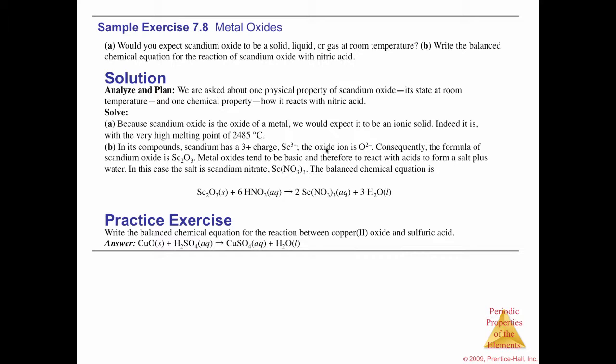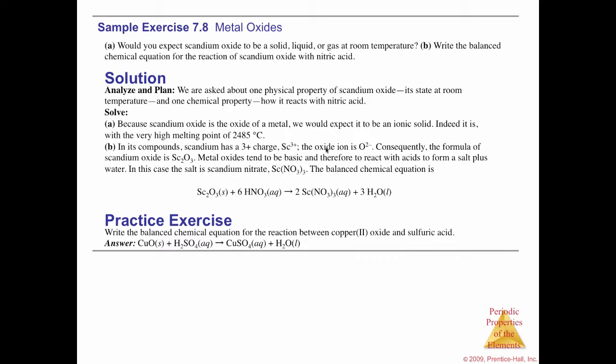Because scandium oxide is the oxide of a metal, we would expect it to be an ionic solid. Indeed, it is, with a very high melting point of 2,485 degrees Celsius. In its compounds, scandium has a +3 charge. The oxide ion is -2, consequently, the formula of the scandium oxide is Sc2O3.